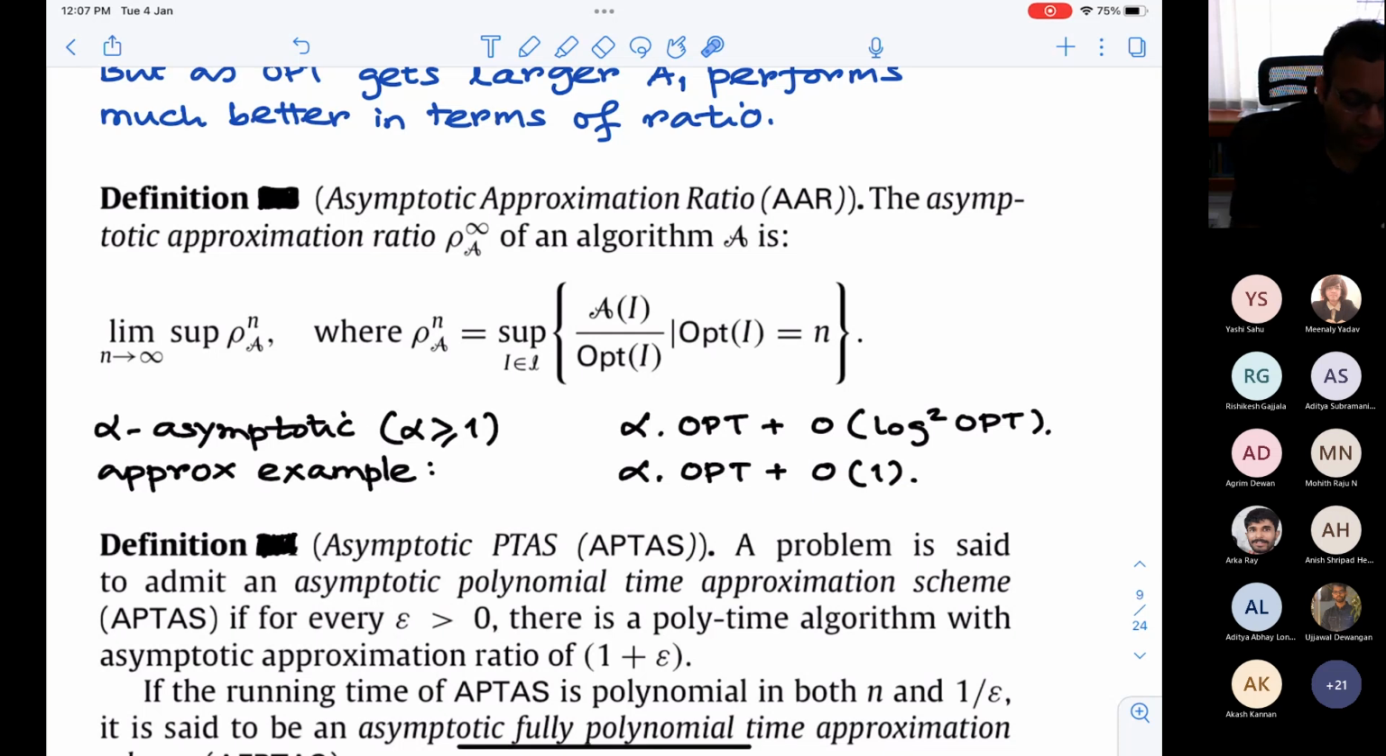In fact, it is true even if it is something like small o of log OPT. Because if it is small o of log OPT, then this is again much smaller compared to OPT, as OPT tends to infinity. So you can ignore that part and you get the ratio to be alpha. So when you say an algorithm has alpha asymptotic approximation, that means it has a guarantee which is alpha times OPT plus some constant. For now, you can assume a constant.